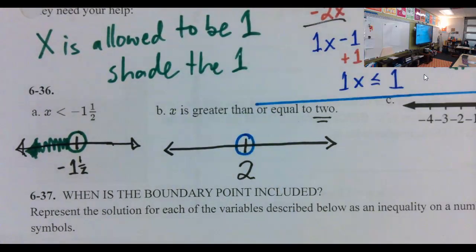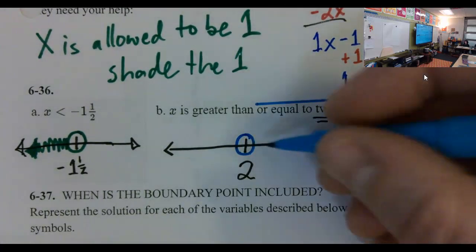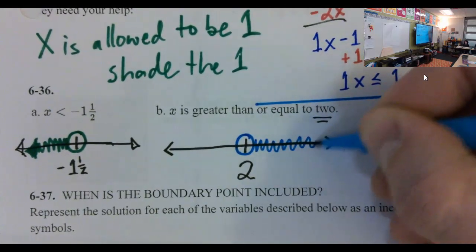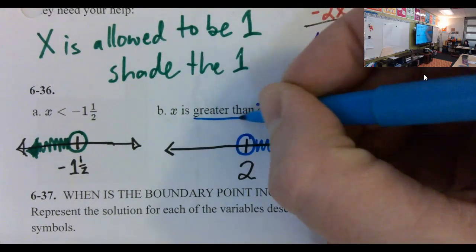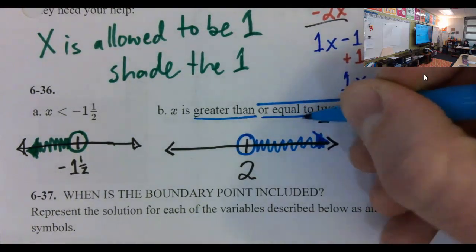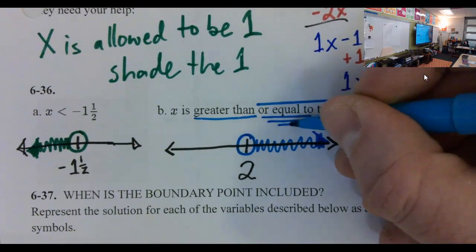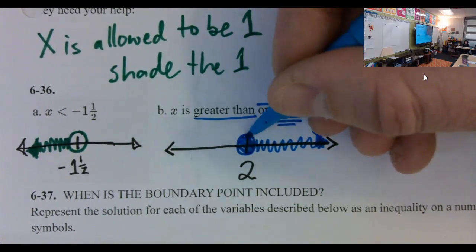And then you make a little arrow shade to the right side, and you fill in the circle. So the right is because it's greater than. But then the "or equal to" is what shades in our circle. Yep.